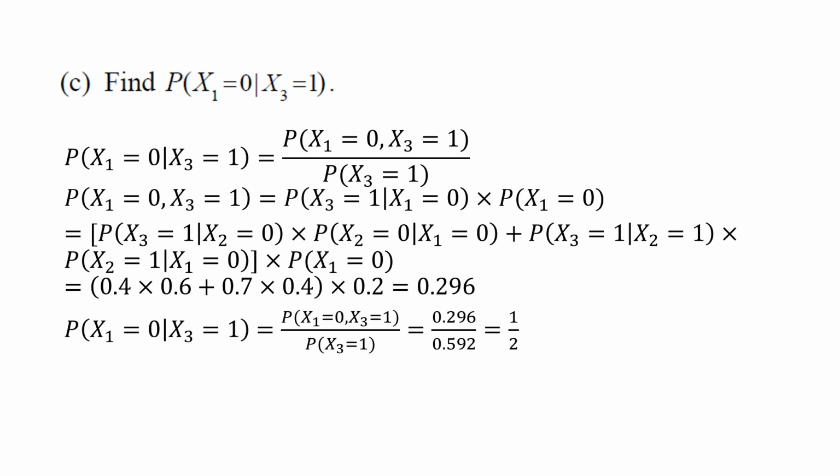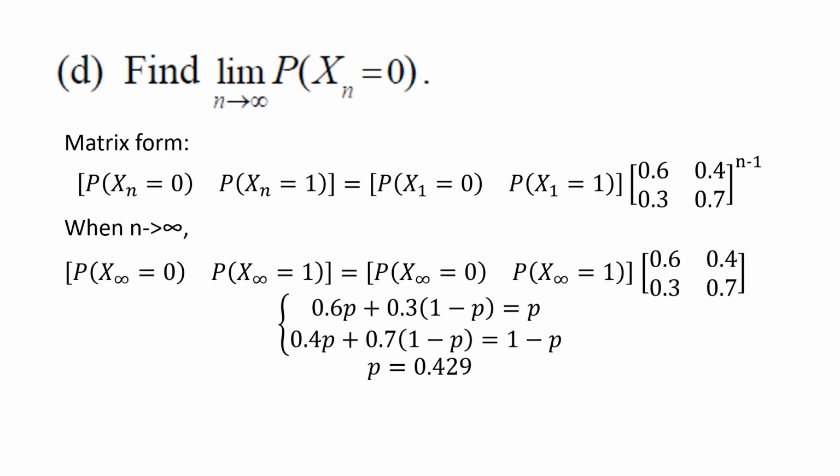These probabilities are all given in the problem, and we can get the answer equals 0.296. Then we use 0.296 divided by 0.592, which equals 0.5. So we have a half probability.